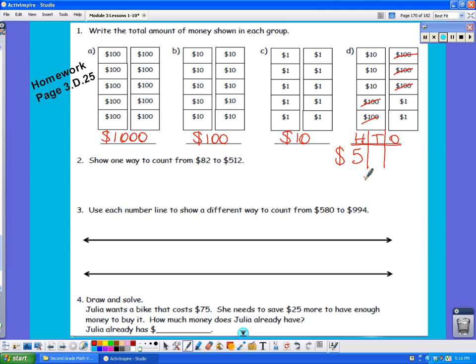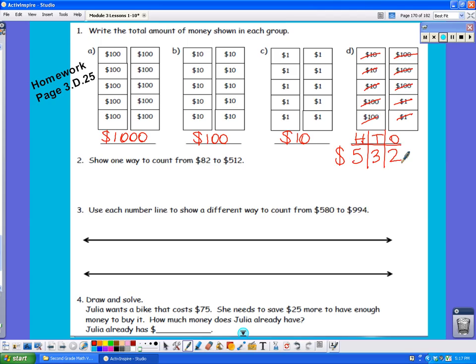Let's count our tens. 1, 2, 3. I have 3 tens or 30. And then 1, 2. Two $1 bills. So my total for D is $532.